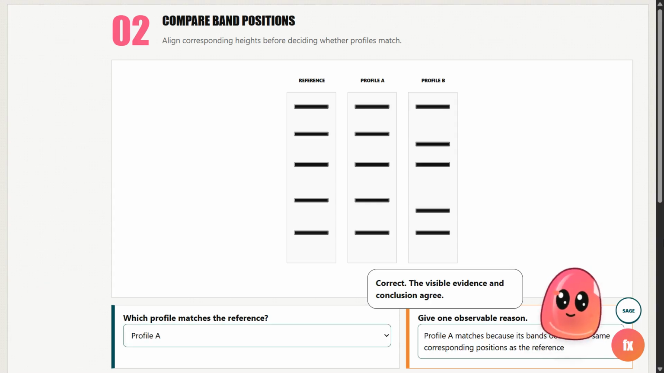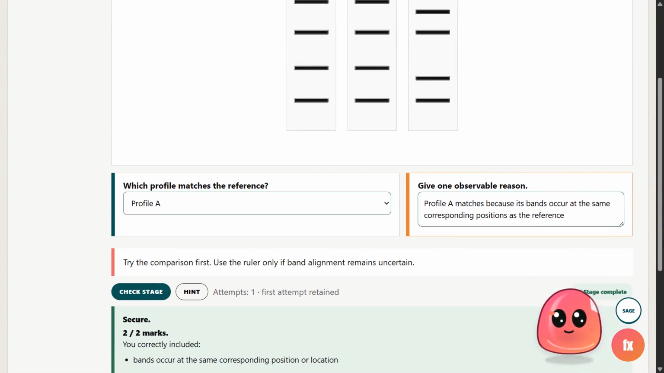Which profile matches the reference? Look at the positions. Profile A matches, because its bands occur at the same corresponding positions as the reference. That exact phrase is the mark-bearing line, same corresponding positions.